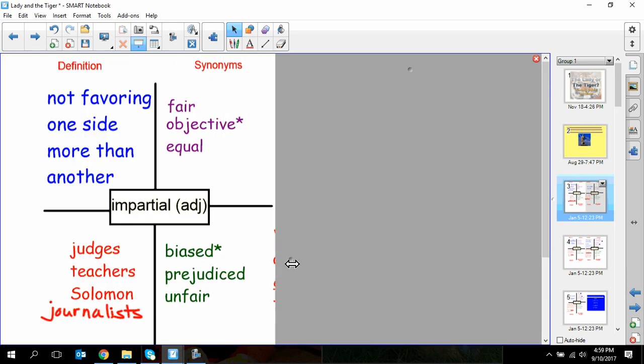In the story, The Lady or the Tiger, the king thought he came up with a system of justice that was impartial, that he wasn't showing favoritism over one person or the other. He was letting them decide their own fate. So he thought that he was fair. Objective, as you can see, this is a highlighted word, okay? And so he thought that that was the best thing.